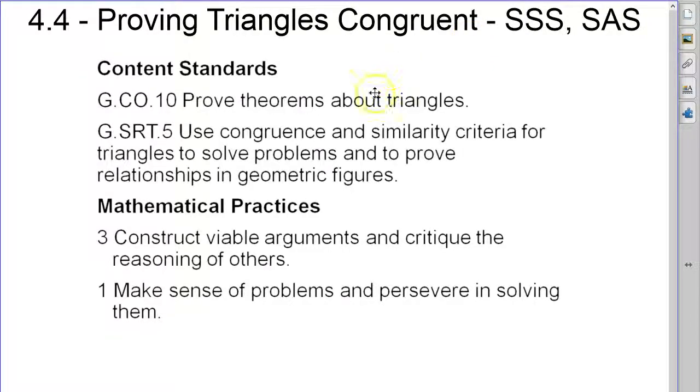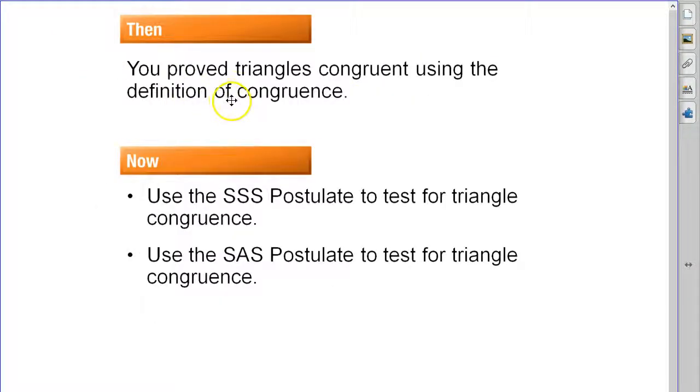If you recall, we've proved triangles are congruent using the definition of congruence. The definition of congruence states we have to prove all pairs of sides are congruent and all pairs of corresponding angles are congruent. With this, we're going to shorten it up and make it a little bit easier to work with. So instead of proving 3 pairs of sides and 3 pairs of angles, we'll prove just a few things.